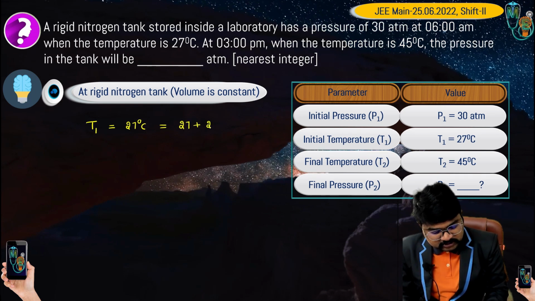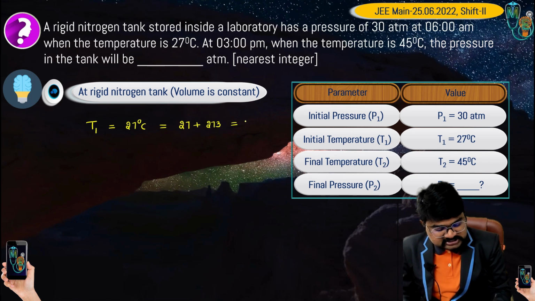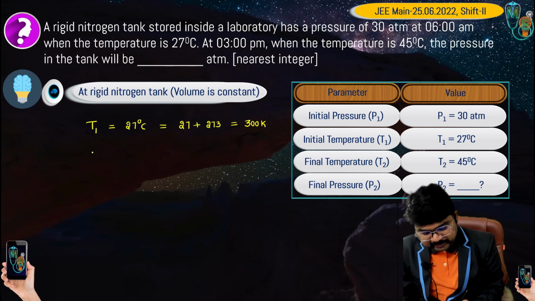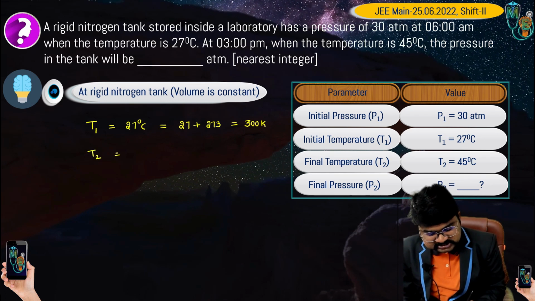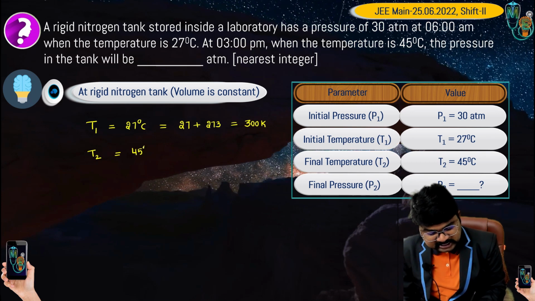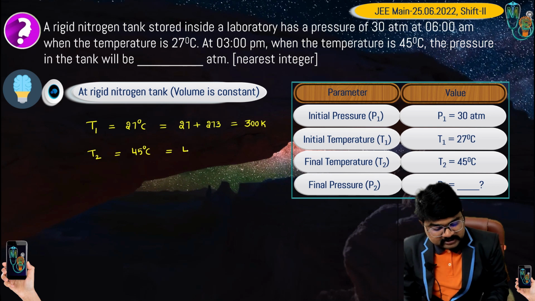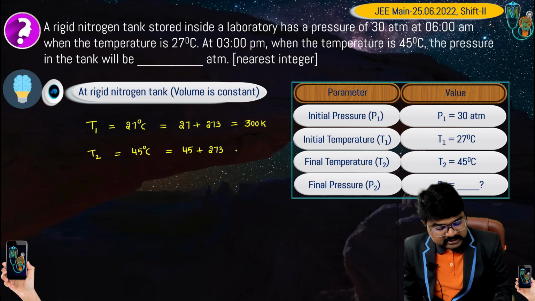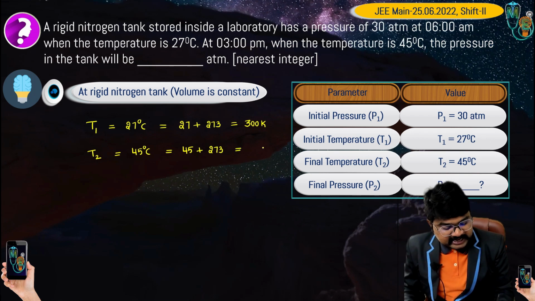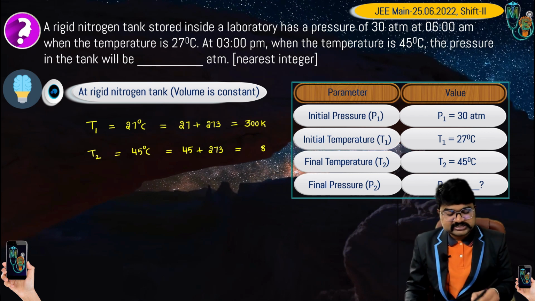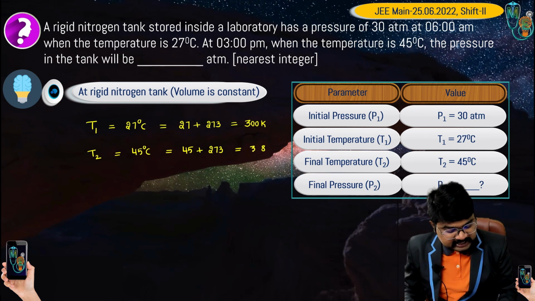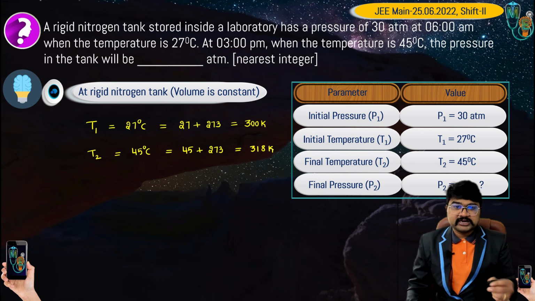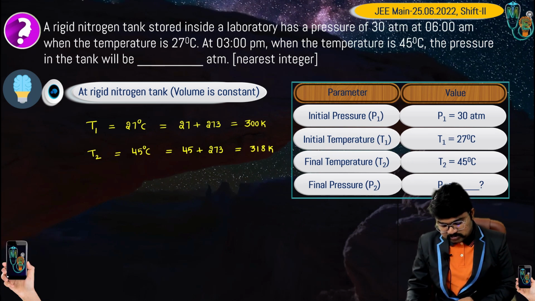27 plus 273 equals 300 Kelvin. First try to convert these two temperatures into the absolute thermodynamic scale. 45 degrees centigrade, here it would be 45 plus 273. Here it is how much? 5 plus 8, and then 270 plus 40 will be 310. So 318 Kelvin. I converted initial and final temperatures into the absolute thermodynamic scale.